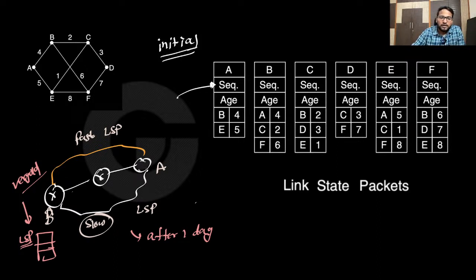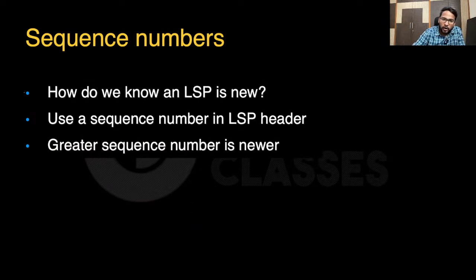Let's suppose it is a very old packet and all the communication is happening using this particular way. B does not know whether it is old or not. It may use this packet, but the current topology might be different, right? So that's why we have the sequence number. The sequence number tells me whether it is an old packet or a new packet. How do we know the LSP is new? Use a sequence number. Greater sequence number is newer.